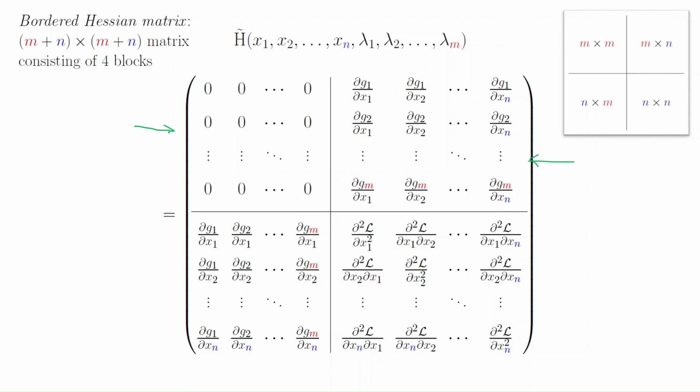Top right, we will place along each row the first-order partial derivatives of each constraint function with respect to all original variables. Bottom left, we write the same values as in the top right block, but this time along each column, like a transposed block. Finally, bottom right, we place the second-order partial derivatives of the Lagrange function with respect to all original variables.